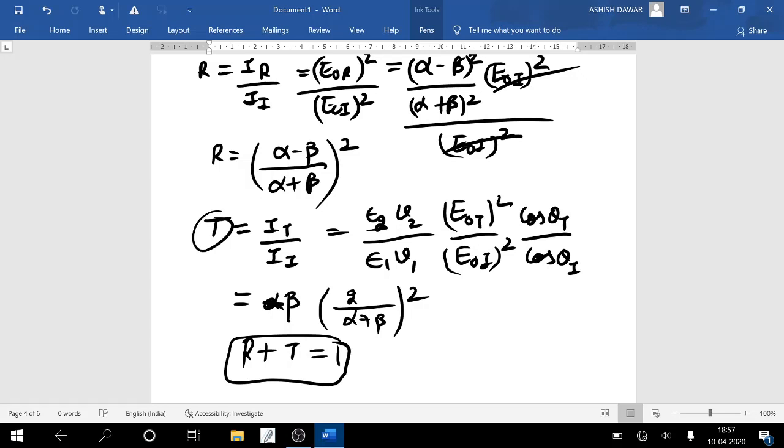Okay, so this is all about reflection and transmission at oblique incidence.